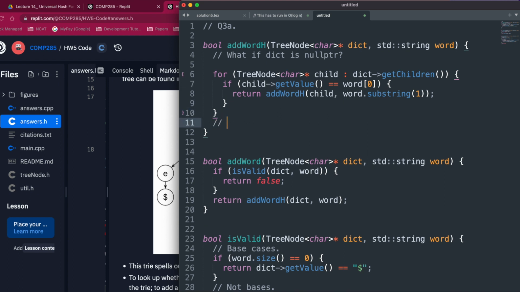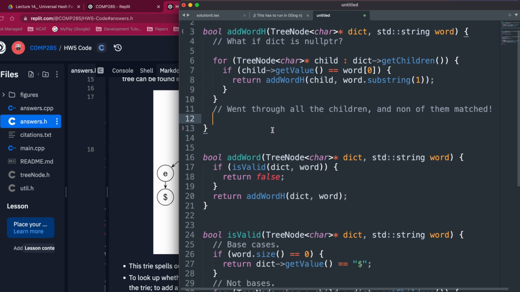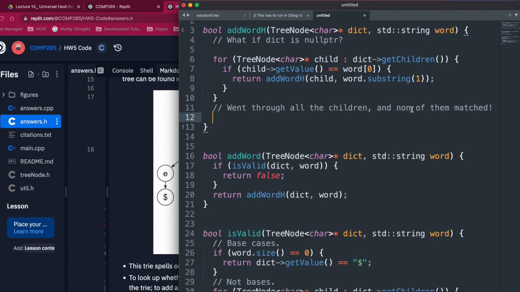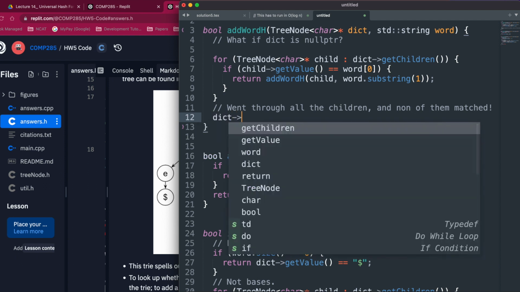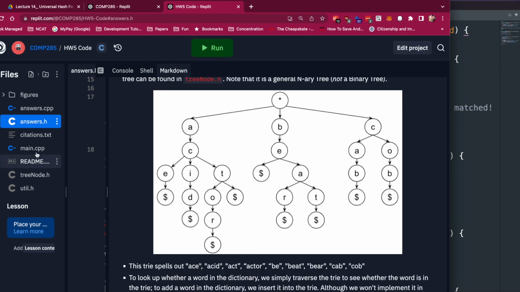Otherwise, we went through all the children and none of them matched. Oh no, none of them matched. So what does that mean? That means that we're probably trying to add something like dandelion. So we need to add a D. So we're actually having to create a completely new tree. So what we need to do is look at our dictionary and add a child. So let's see what's the best way to do that.